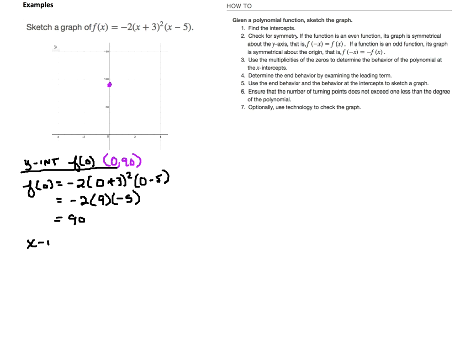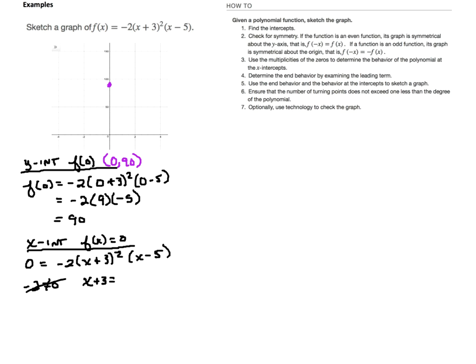All right, let's find x-intercepts. We're lucky with the x-intercepts because this is already factored for us. So this is when you plug in 0 for f of x. So 0 equals negative 2 times x plus 3 squared times x minus 5. Negative 2 does not equal 0, so you don't have to worry about that constant factor out front. Then we have x plus 3 equals 0 and x minus 5 equals 0, so x equals negative 3 and x equals 5. These correspond to the points (negative 3, 0) and (5, 0). So I have an x-intercept at negative 3, and one at positive 5 as well.